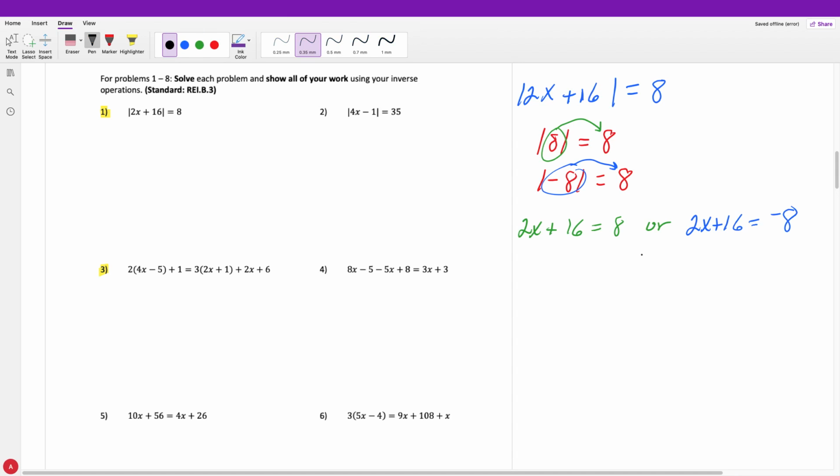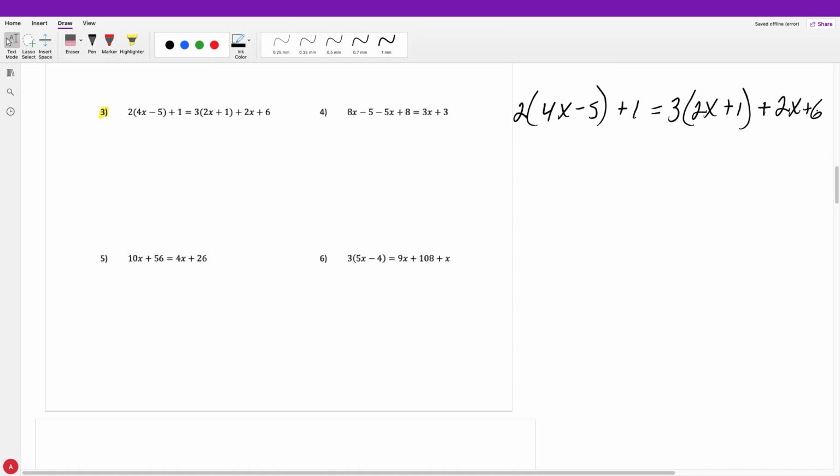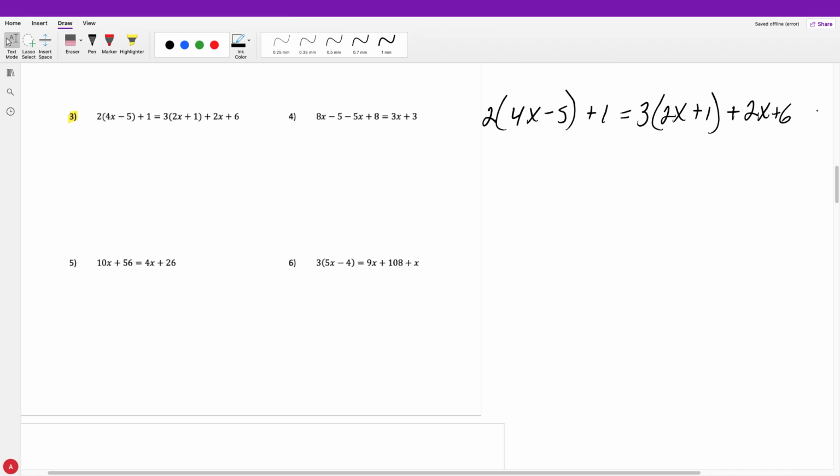So we're going to go ahead and solve both of these equations. We subtract 16, so now we get 2x is equal to negative 8, divided by 2, and x is equal to negative 4. Or then we'll solve this one. We subtract 16, so we get 2x is equal to negative 24, divided by 2, or x is equal to negative 12. So this will be our final answer: x is equal to negative 4 or x is equal to negative 12.